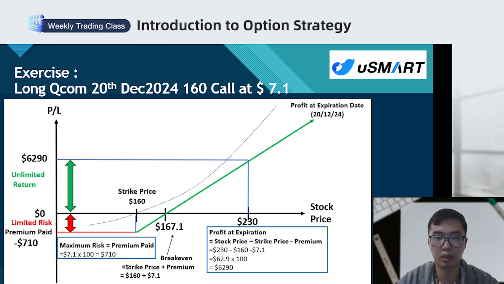Risk not more than 1% of your capital in each trade. Let's say you have 10,000, you can only risk 100. Alright. The calculation is like I mentioned just now. The strike price is 160, and the stock price needs to move past 167.1 for you to start profiting. When it hits 230, our expected target area, you have the potential to earn at least 6,290 in this call option.